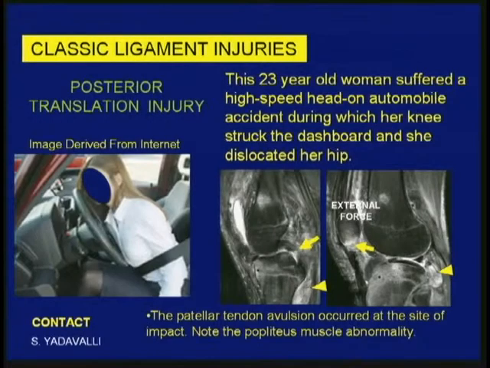Typically, the knee is slightly flexed, as it is here. The example I'll show you is that of a 23-year-old woman who suffered a high-speed head-on automobile accident during which her knee struck the dashboard and she dislocated the ipsilateral hip. You can appreciate here the injury that you would expect to the posterior cruciate ligament. These patients will, in fact, have popliteus muscle injury as well, tensile failure there. This was the external force producing damage to the patella and patellar tendon anteriorly. So this is posterior translation.